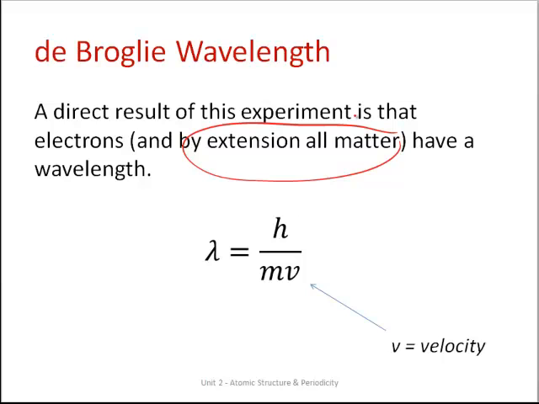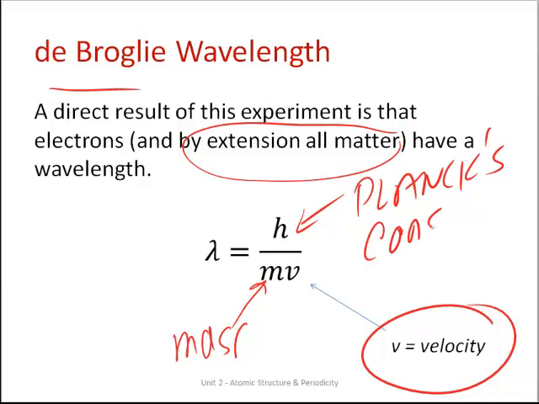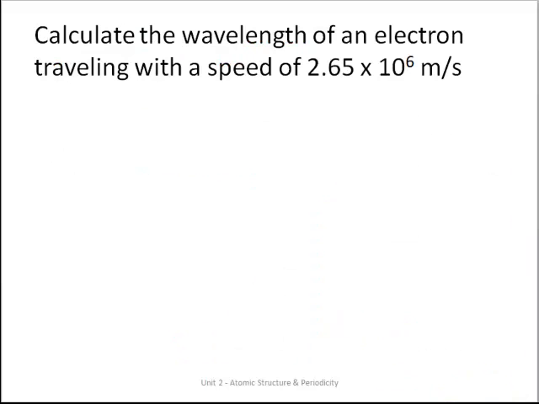to detect. Okay, so this calculation was developed by a French physicist, de Broglie, and if you divide Planck's constant by the mass and the velocity of the electron, you will get the wavelength of the electron. Okay, so let's do an example of that.